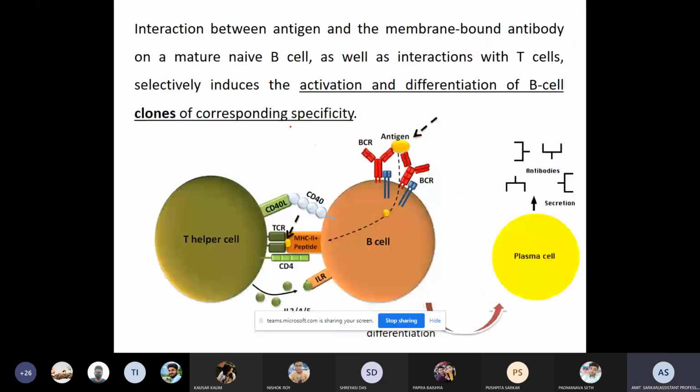Okay, so now we'll see the interaction between antigen and the membrane-bound antibody in a mature B cell, as well as interaction with the T cell, which selectively induces the activation and differentiation of B cell clones of corresponding specificity. So maybe there are only 3-4 lines written over here, but we'll try to understand each and every word of these things and the whole concept.